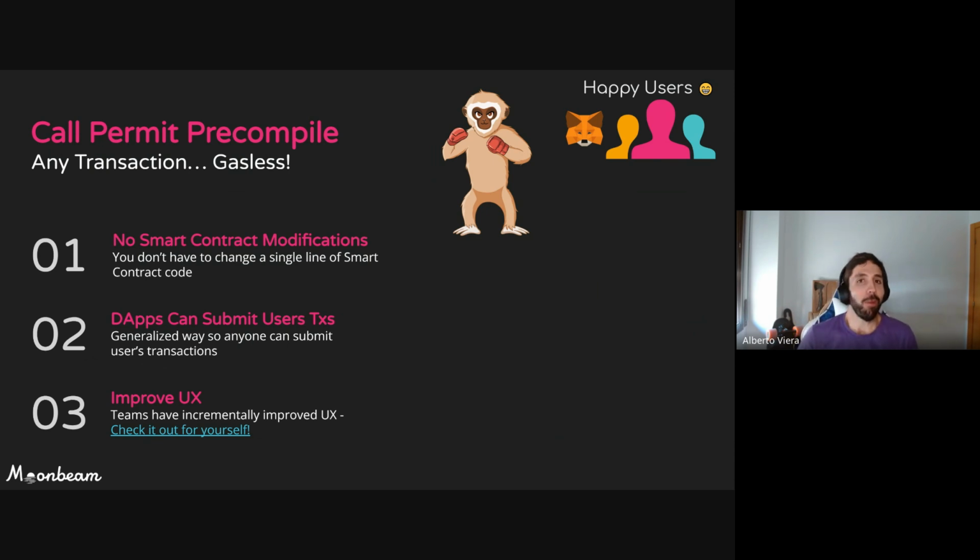But you know, the call permit precompile, which is probably a terrible name, makes any transaction gasless without you having to modify the smart contract. Gasless transactions are a way for users to submit transactions in your protocol without having to pay for gas. Normally, in the typical Ethereum world, you go to Biconomy or a gasless transaction provider, and they tell you that in order to support them, you have to do these implementations in your smart contract. So this introduces extra risk. You have to modify the smart contract, which is not always great. With this precompile, you do not have to modify a single line of code.